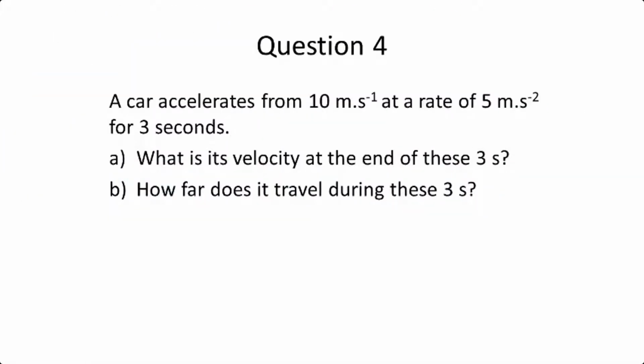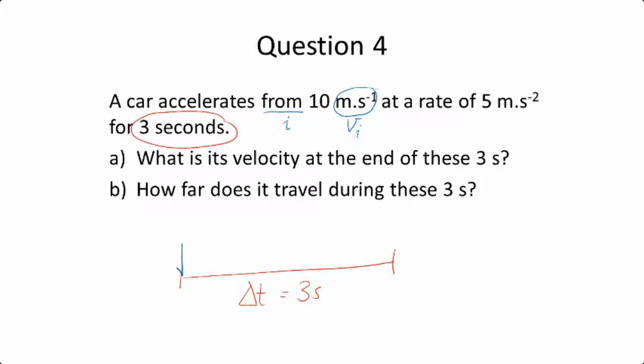Question 4. A car accelerates from 10 meters per second at a rate of 5 meters per second squared for 3 seconds. So here's our interval. Its duration is 3 seconds long. We know that it accelerates from refers to initial 10 meters per second. That's a velocity. So this is initial velocity. So at the beginning, its velocity is 10 meters per second.